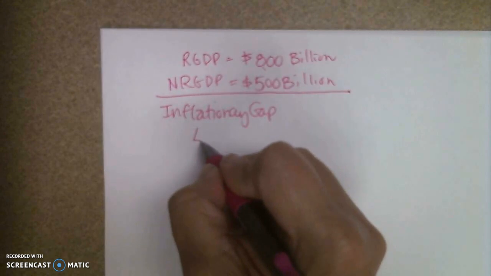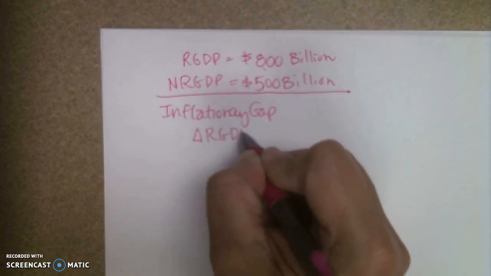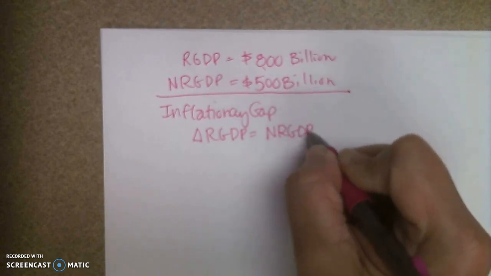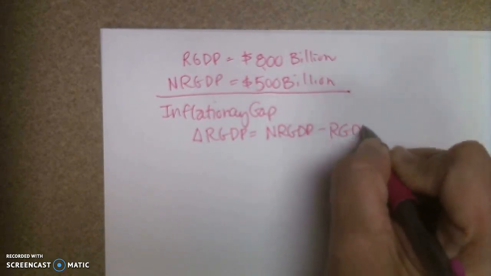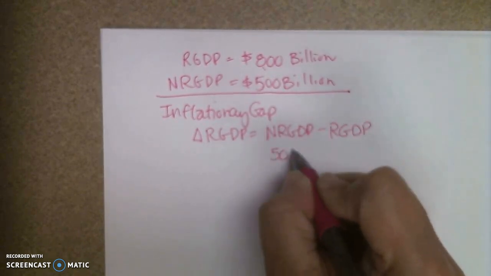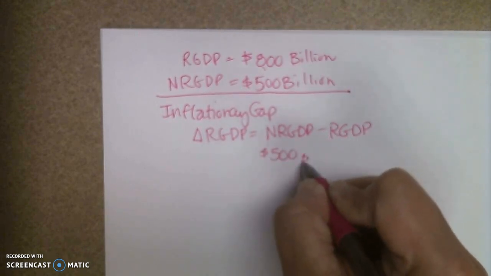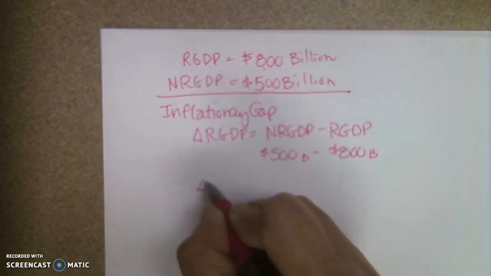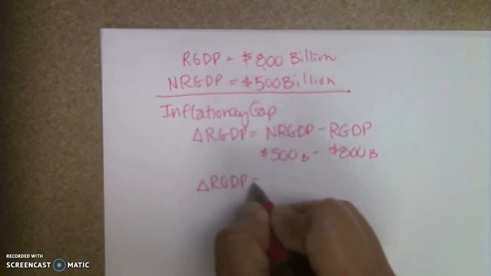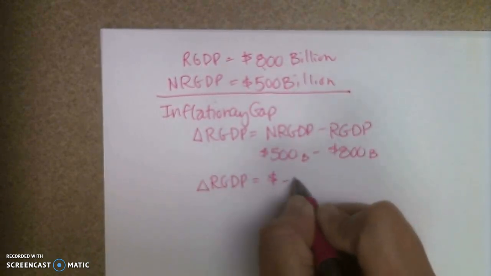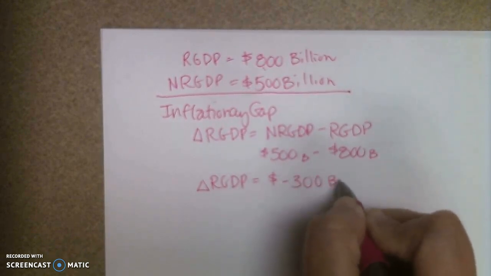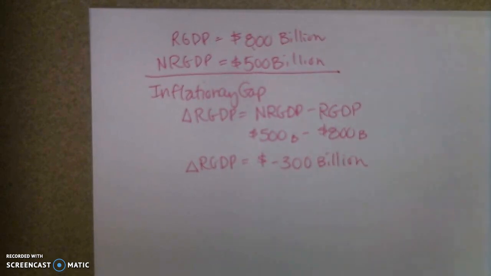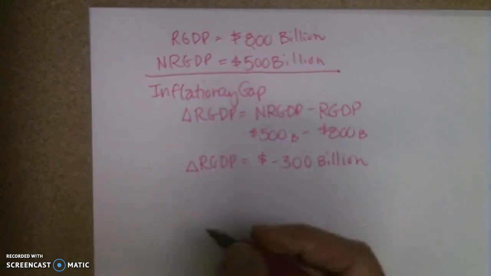And if you need to know what the change in real GDP needs to be, remember that change in real GDP equals the natural real GDP minus real GDP. So my natural is 500 minus 800. So the change in real GDP that needs to occur is going to be a negative 300 billion. All right, so we have an inflationary gap. We need to slow down our economy by 300 billion.